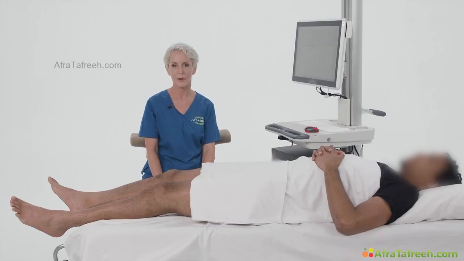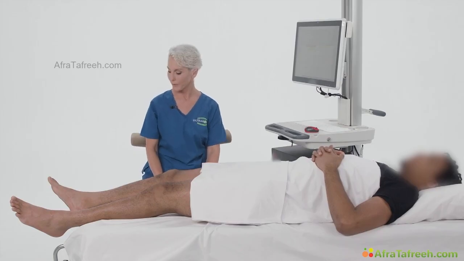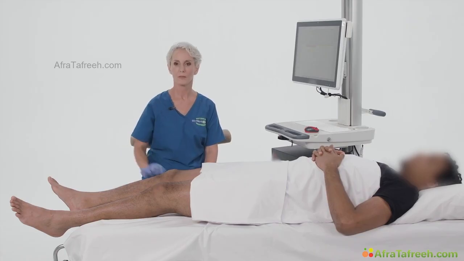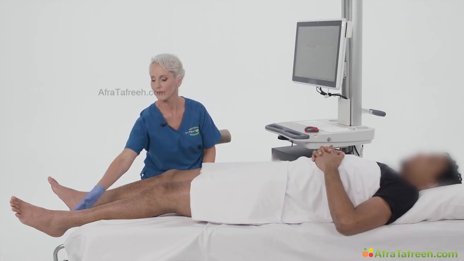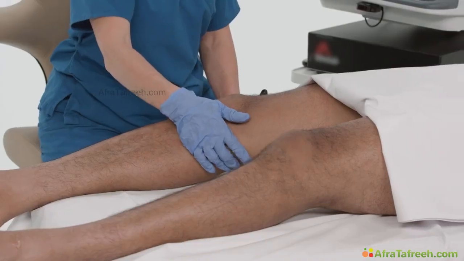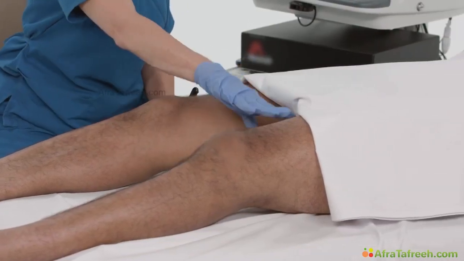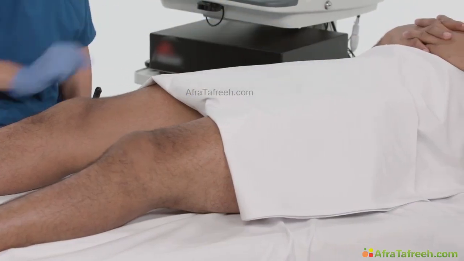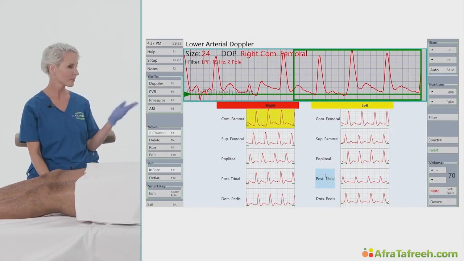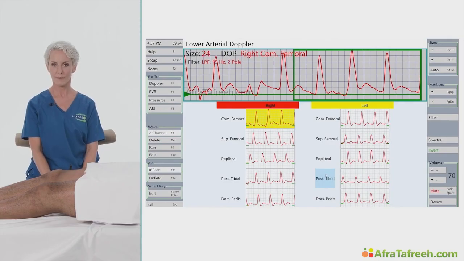We went ahead and acquired all of our continuous wave Doppler waveforms of the bilateral dorsalis pedis arteries, the posterior tibial arteries, the popliteal arteries, the distal superficial femoral arteries, and the common femoral arteries in the groin. Our findings show that we have normal triphasic flow throughout both lower extremities. This is a normal exam.